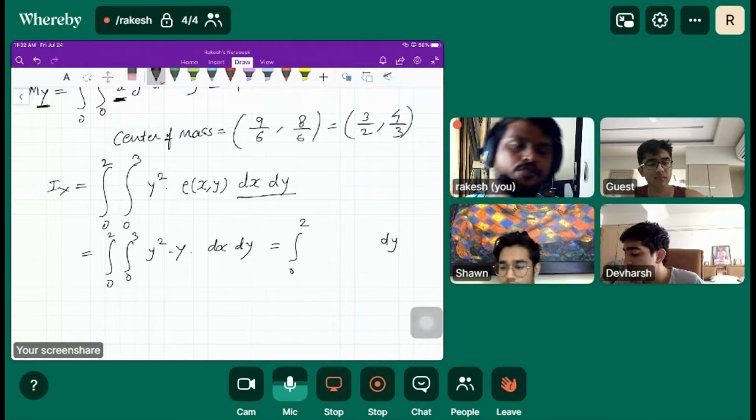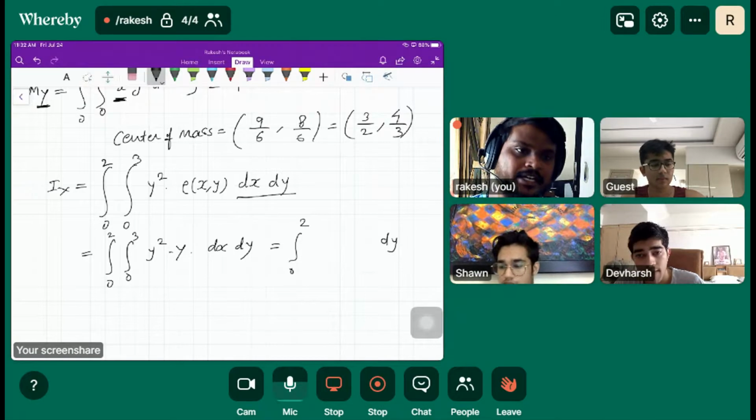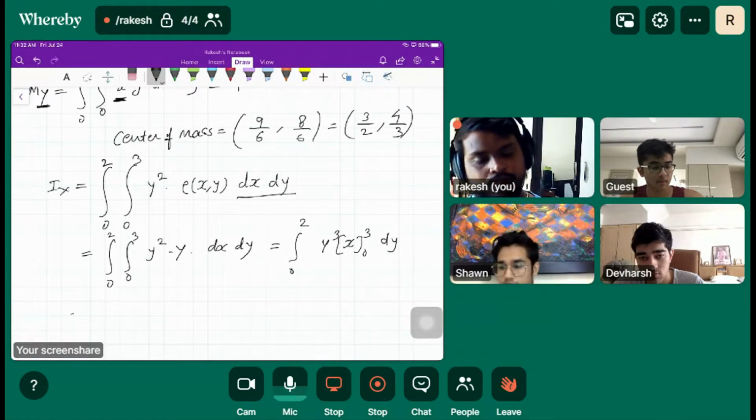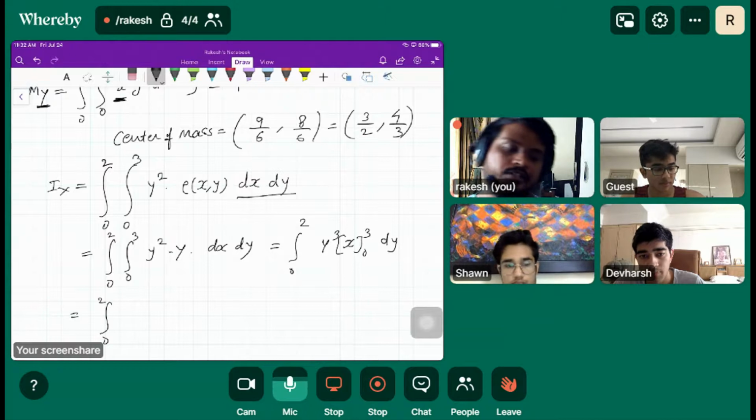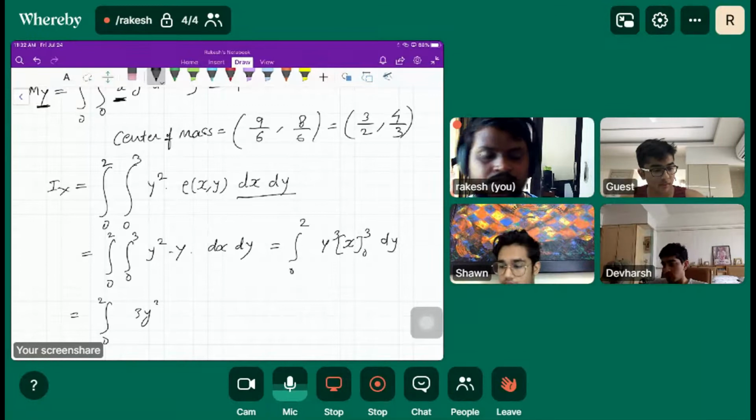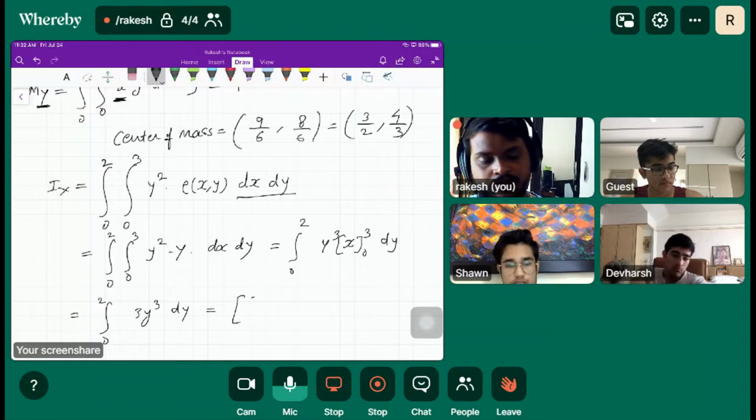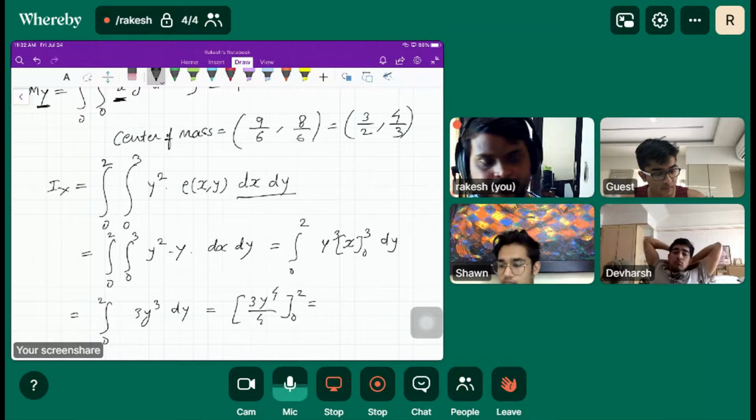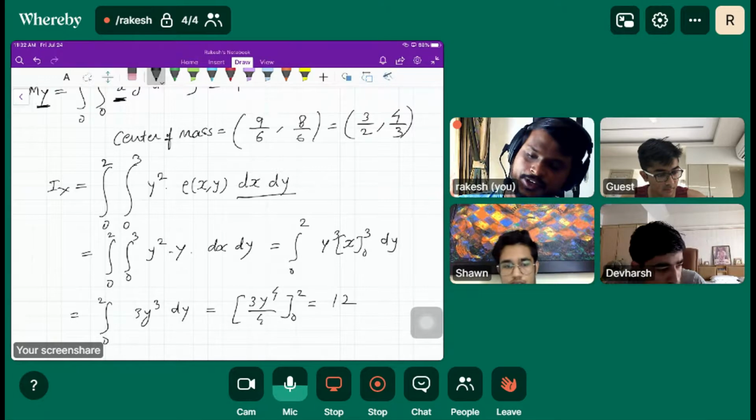What is the integration of y cube with respect to x? x y cube. So 0 to 3, 0 to 2. Then this is how much? 3y cube dy. Then 3y raised to 4 upon 4, 0 to 2. Then 12. Okay.